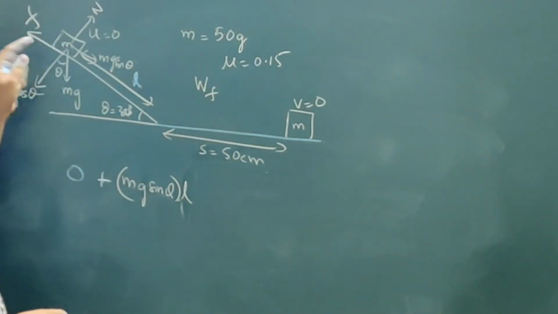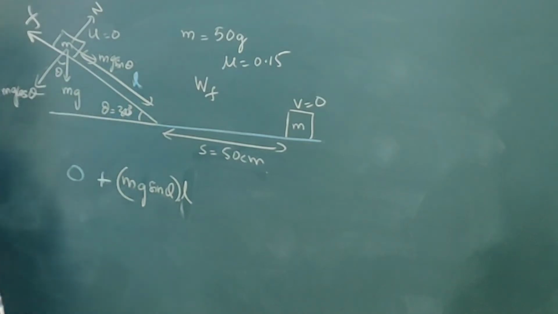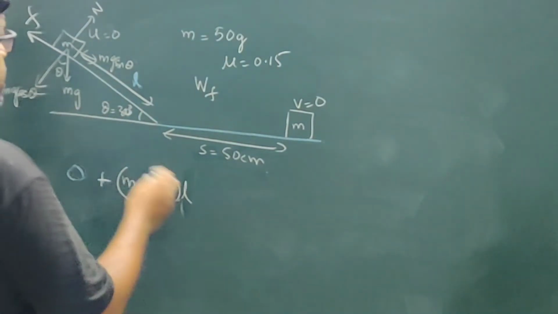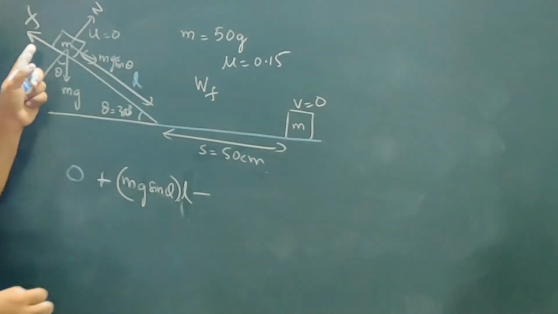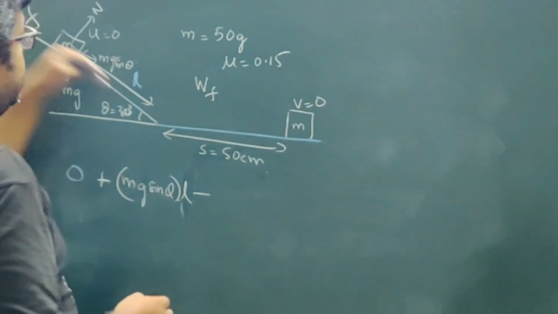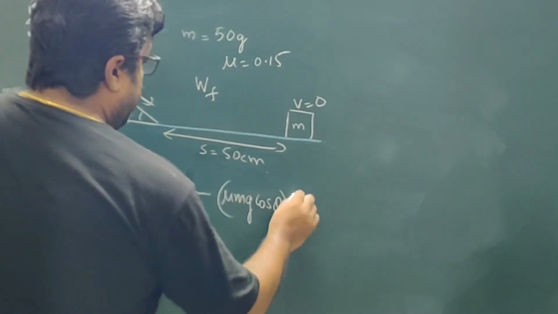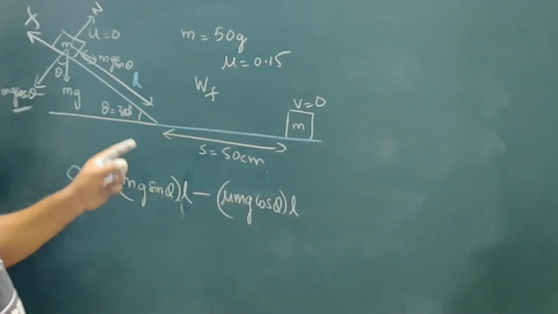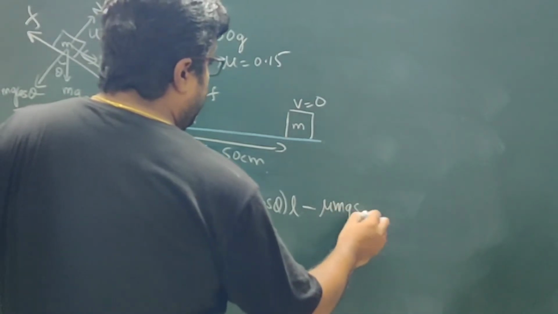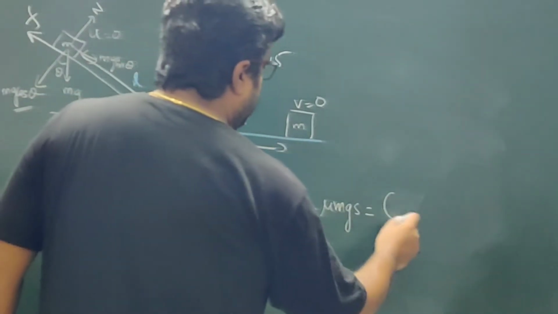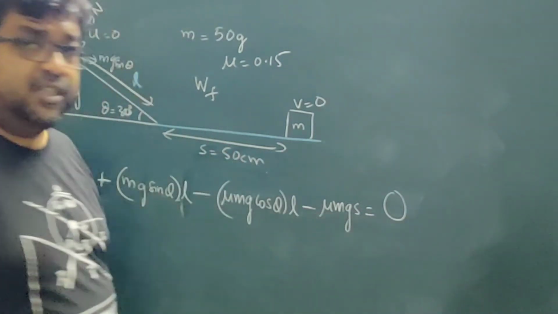Now, how about this frictional force? It is acting in the opposite direction to the displacement. For this part, I am calculating the work done separately. Friction is mu times the normal reaction, and the normal reaction is this quantity. So this is negative work done, because the frictional force acts in this direction and the displacement is in this direction. So it is minus mu mg cos theta into L. Work done by frictional force in the horizontal part is again negative: minus mu mg into S. This is equal to the final kinetic energy. The object stops, so final kinetic energy is also 0. I have written this using the principle of conservation of energy.